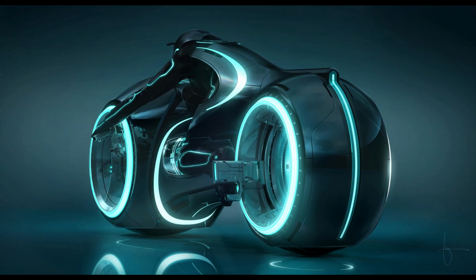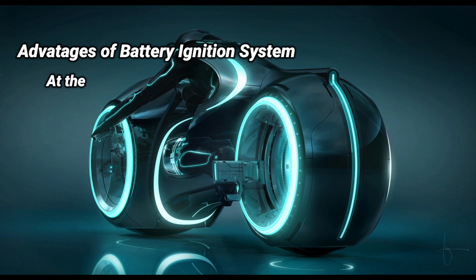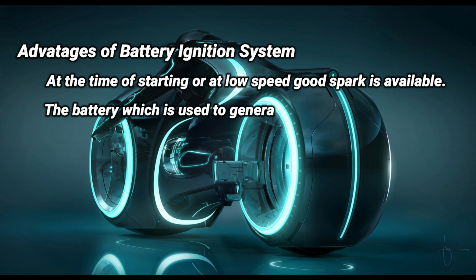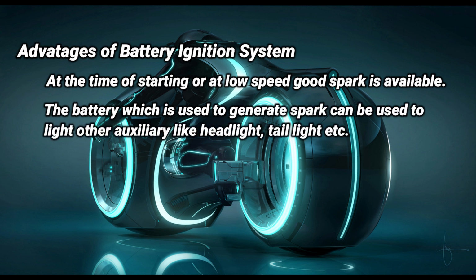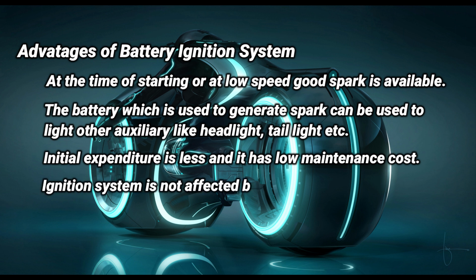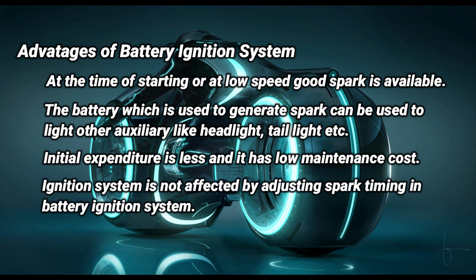The battery ignition system has some advantages and disadvantages as well. Let's check out the advantages first. At the time of starting or at low speed, a good spark is available. The battery which is used to generate the spark can also be used to light other auxiliaries like headlights, tail lights, etc. Initial expenditure is less and it has low maintenance cost. The ignition system is not affected by adjusting the spark timing in the battery ignition system.